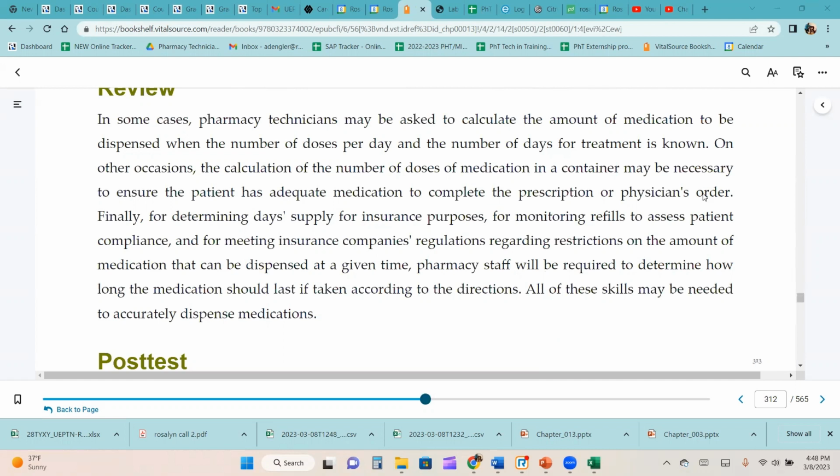Finally, determining day supply is needed for insurance purposes, for monitoring refills to assess patient compliance, and for meeting insurance companies' regulations regarding restrictions on the amount of medication that can be dispensed at a given time. Pharmacy staff will be required to determine how long the medication should last if taken according to the directions. All of these skills may be needed to accurately dispense medications.